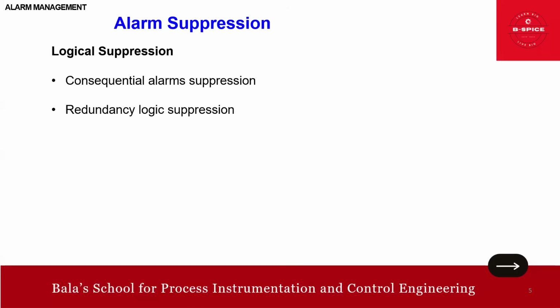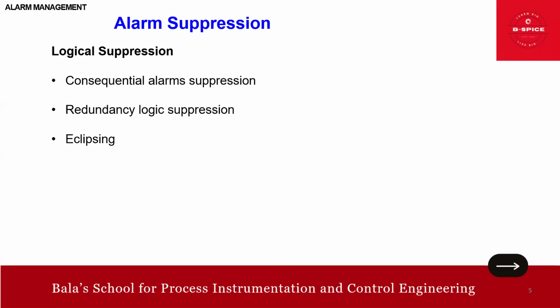Second is a redundancy logic. Often, multiple measurements are made of the same process variable, like generated by different systems or used for majority voting in a safety system. So this logic ensures that only a single alarm is displayed to the operator and duplicates are suppressed. So this is the redundancy.